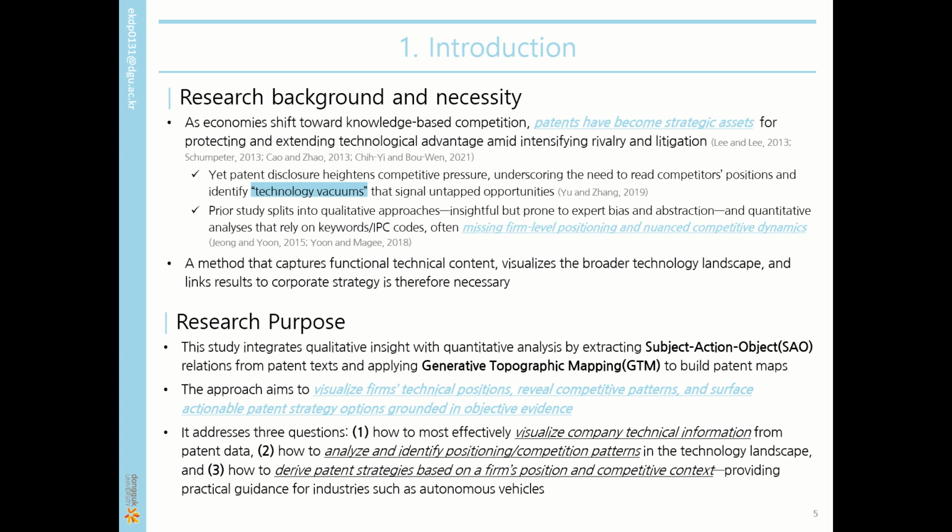A method that captures functional technical content, visualizes the broader technology landscape, and links results to corporate strategy is therefore necessary. So, this study integrates qualitative insight with quantitative analysis by extracting subject-action-object relations from patent text and applying generative topographic mapping to build patent maps. The approach aims to visualize firms' technical positions, reveal competitive patents, and surface actionable patent strategy options grounded in objective evidence. And it addresses three research questions.